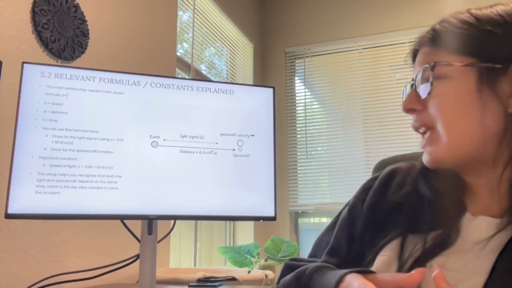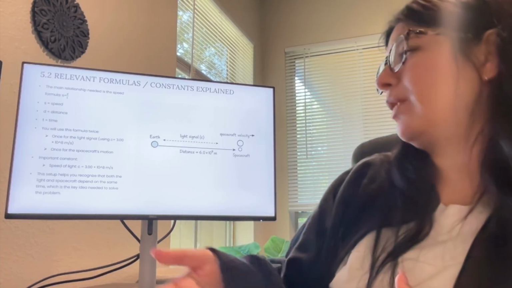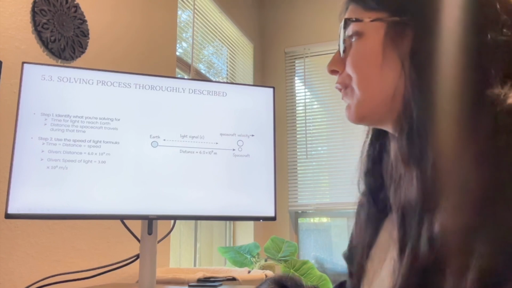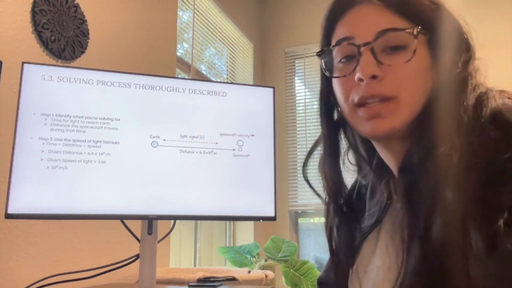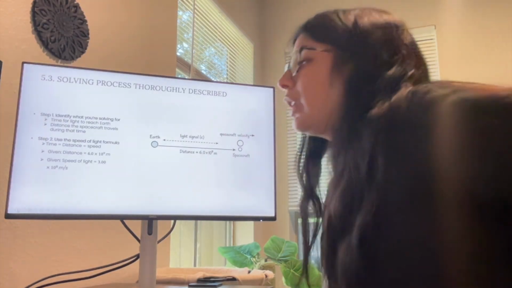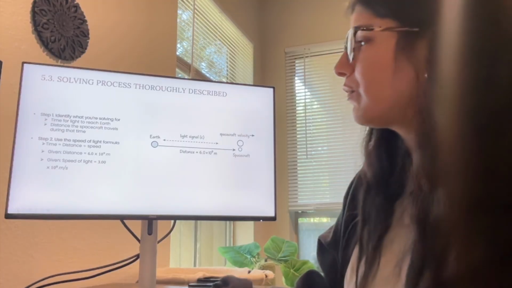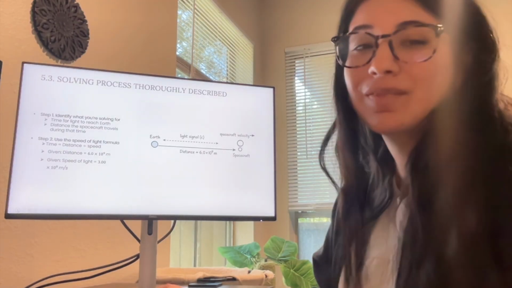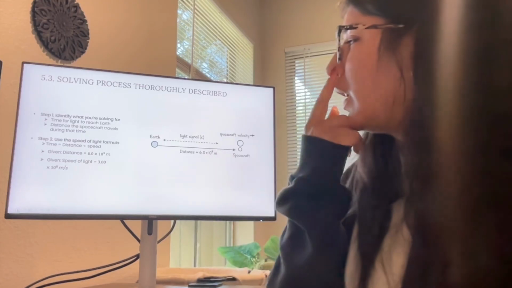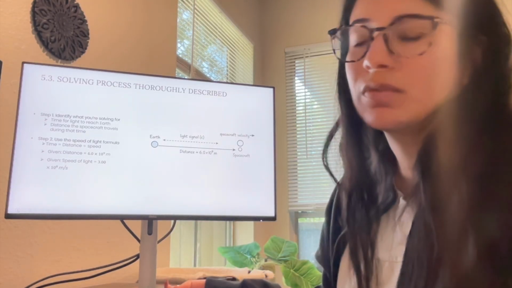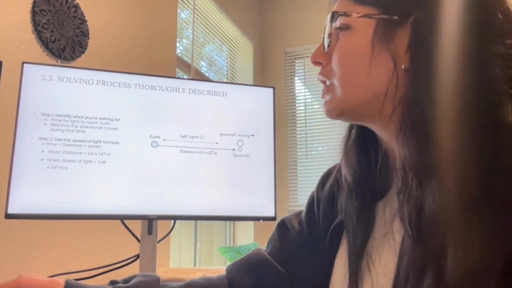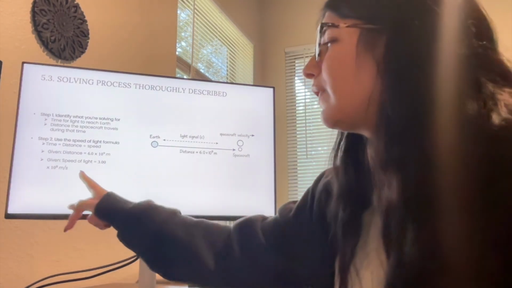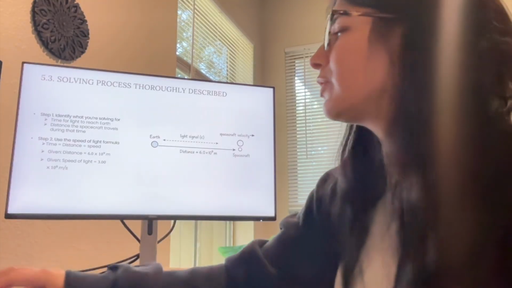So this setup helps you recognize that both the light and spacecraft depend on the same time, which is the key idea needed to solve the problem. So for step one, we're gonna identify what you're solving for, which is the time for light to reach Earth and the distance the spacecraft travels during that time. We're gonna use the speed of light formula. So we're gonna do t equals distance divided by speed. And that's just a variation of our speed equals distance divided by time. So we were given the distance of 6.0 times 10 to the 9th power meters, and then the speed of light, which is 3 times 10 to the 8th meters per second.